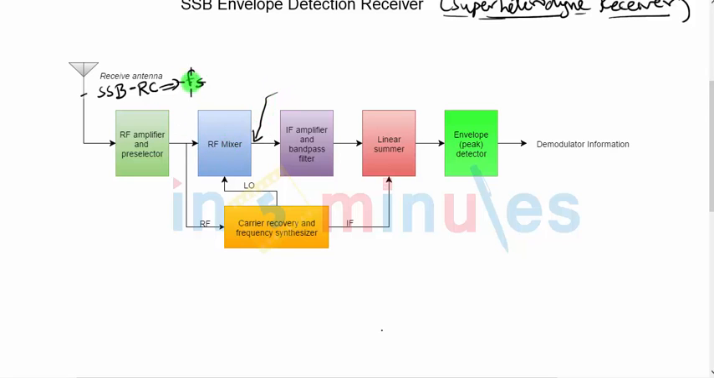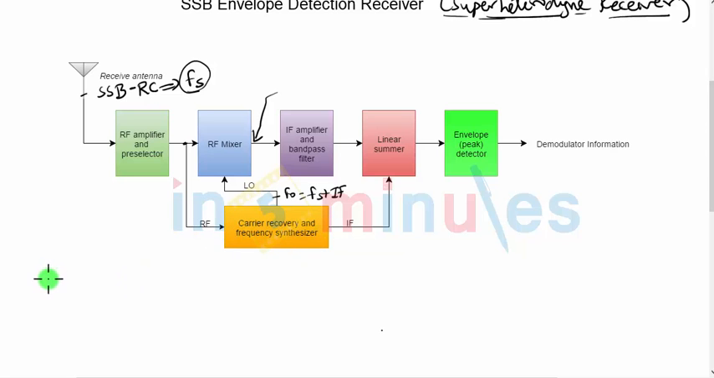The RF mixer is nothing but the mixer which is used for the down conversion. The first frequency will be the SSB-RC present around Fs. The second frequency is the frequency of the local oscillator, which is F4, equal to Fs plus IF. Now instead of using a single local oscillator, we are using a circuit which is called carrier recovery and frequency synthesizer. We will discuss this block briefly. The carrier recovery block is nothing but the block which will recover the carrier from the incoming signal. You can see that the incoming signal is given to the carrier recovery block as it is.